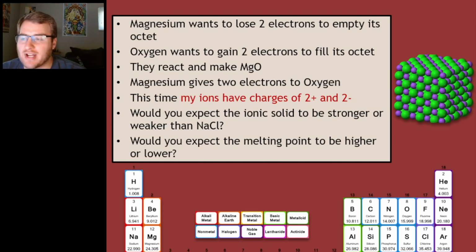So now, if we're thinking about the solid that they make, would we expect that solid to be stronger or weaker than NaCl? The only thing we're changing is that now the charges are twice as strong. So that makes the solid a lot stronger. You're basically doubling for each of these, so quadrupling, more or less, those attractive forces. These charges are bigger, therefore the ions are more attracted to each other. And this solid, MgO, we'd expect to have a much higher melting point. You'll need more energy to break apart that ionic lattice structure.